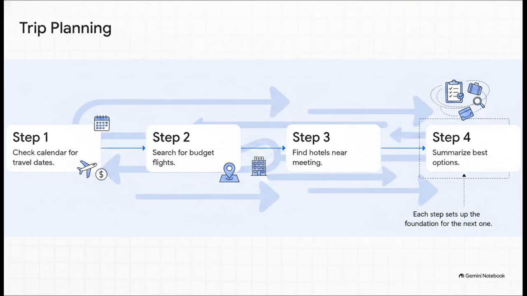So instead of that generic command, you break it down. Step 1, check my calendar for the travel dates. Step 2, search for flights within my budget. Step 3, find hotels near my meeting location. Step 4, summarize the best options. What's so cool about this is that when the model writes out the answer for Step 1, that generated text instantly becomes part of the context window. It then uses that new context to reason through Step 2. Every single step sets up the foundation for the next one.